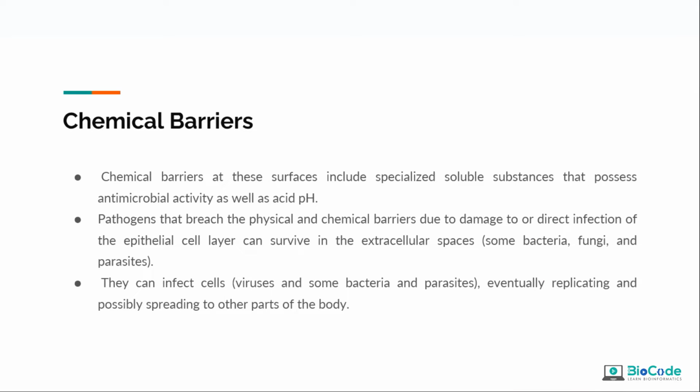Chemical barriers. Chemical barriers at these surfaces include specialized soluble substances that possess antimicrobial activity as well as acidic pH. Pathogens that breach the physical and chemical barriers due to damage to or direct infection of the epithelial cell layer can survive in the extracellular spaces. When they cross the epithelial layer, some bacteria, fungi, and parasites have the ability to survive in extracellular spaces. They can infect cells like viruses and some bacteria and parasites, where eventually they replicate, possibly spreading to other parts of the body to spread the infection.